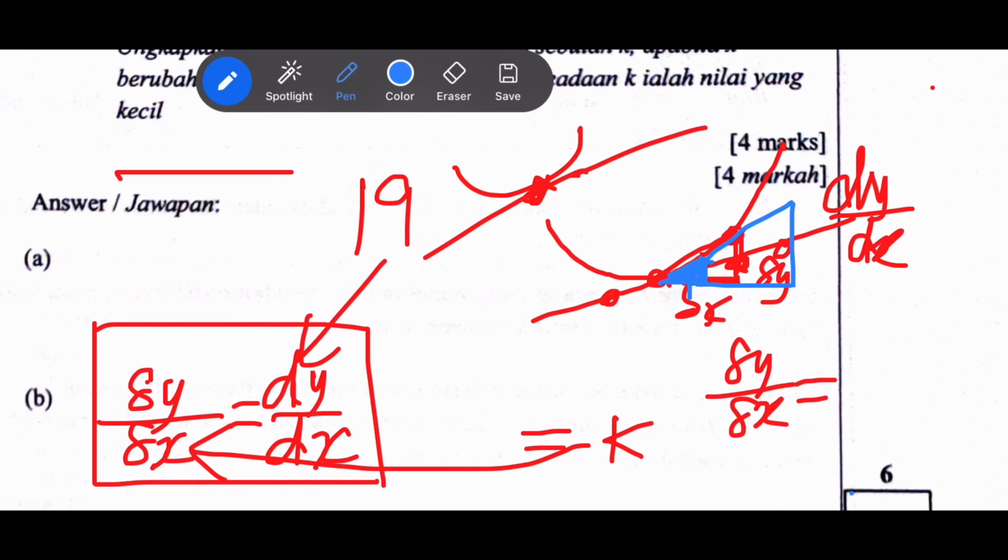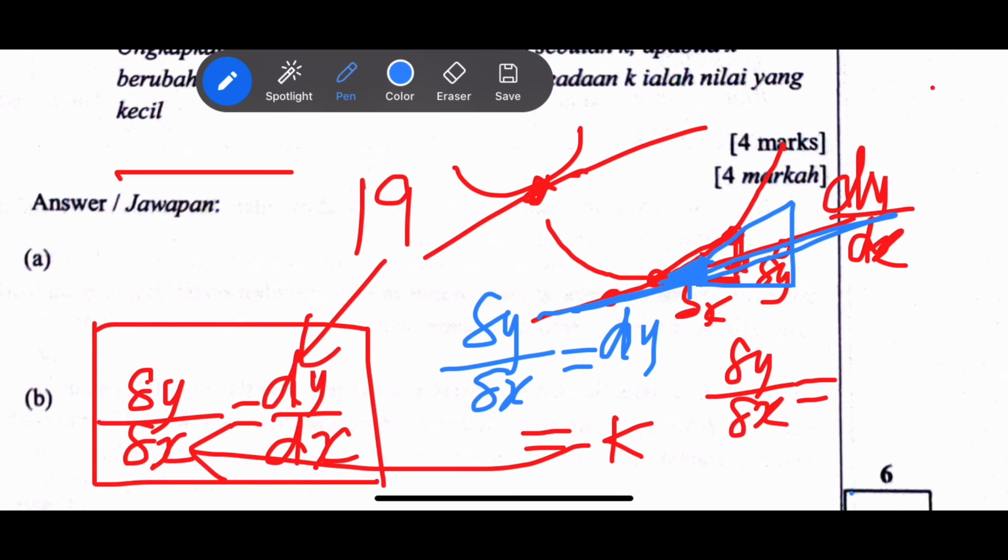The triangle just now was big, the blue one, because delta y and delta x are bigger. Now if the triangle becomes smaller and smaller and smaller, you notice that delta y over delta x will be almost very close to the line, right? It seems like it lies on the line. So we can say it's actually equal to dy/dx, which is the gradient of the blue line. Do you understand?